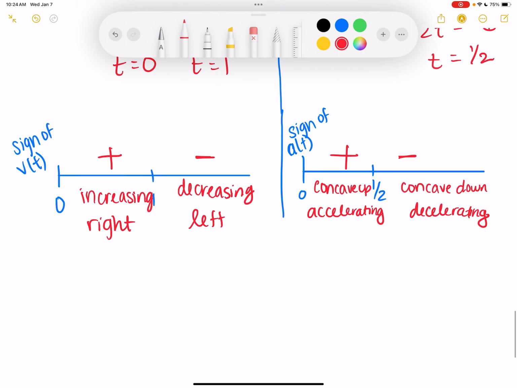So number 36. We've got y equals 3x to the 5th minus 25x cubed plus 60x plus 20.